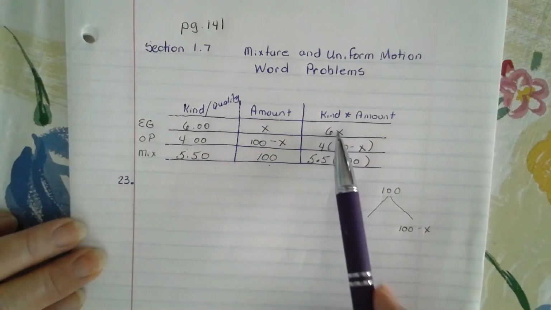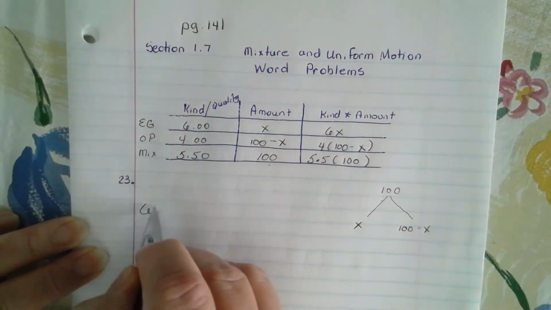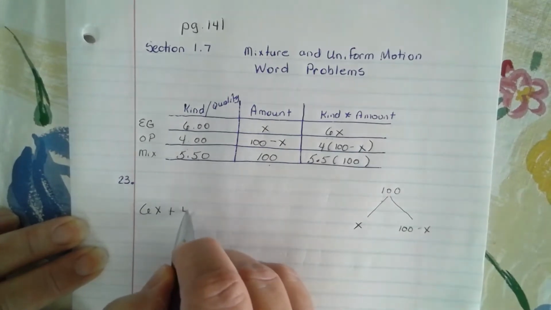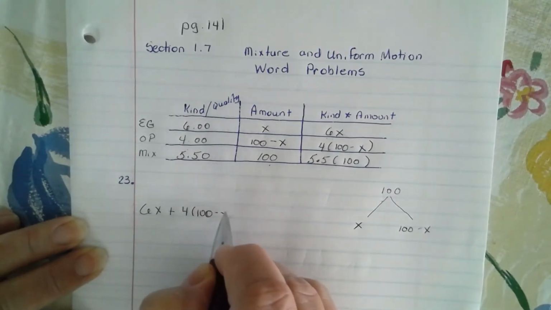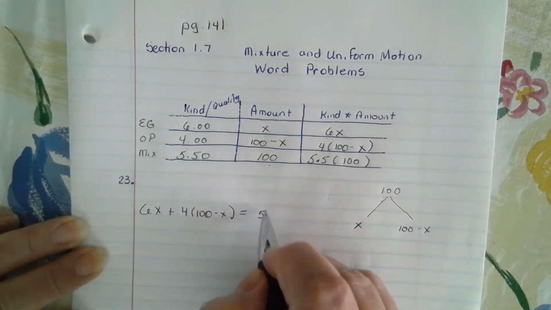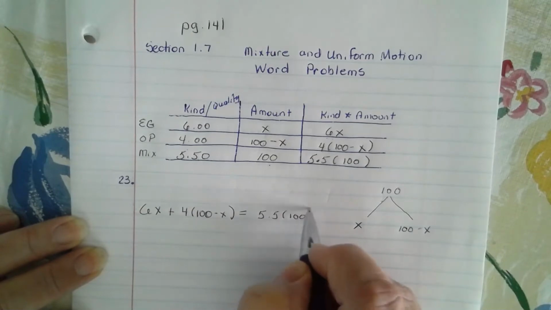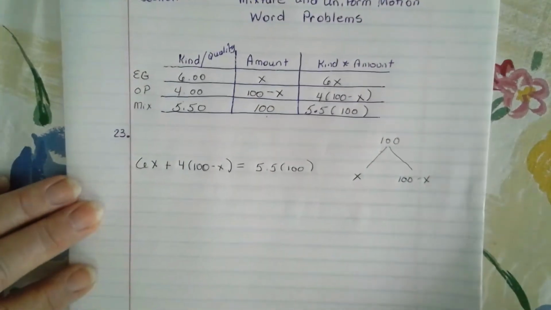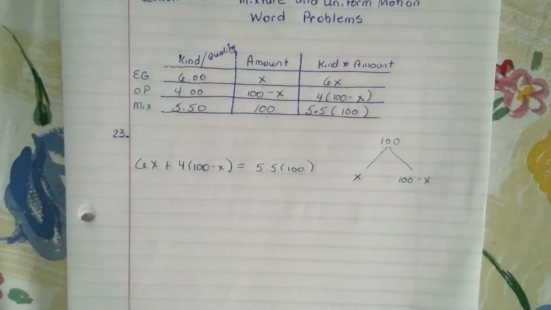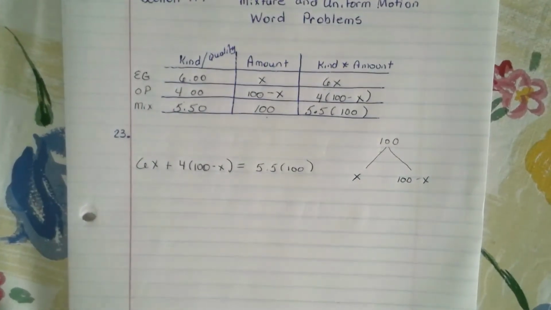So the money from the Earl Grey, which was 6X, plus the money from the orange pekoe, which is 4 times 100 minus X, should be equivalent to the money from the mixture. So that's 5.5 times 100. And once you get to this point, you should be home free, because now all we have to do is just solve the equation.